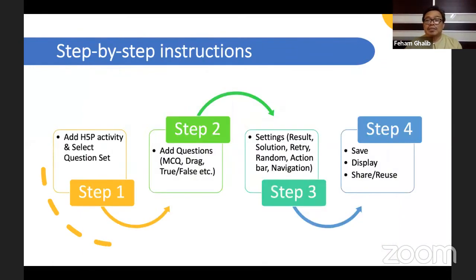So the steps are as listed. First, we will add an H5P activity, and under H5P activity I will cover only question set, whereas the rest of the other features of H5P I will not cover. We have a long list of H5P features inside, but I will only cover question set. Step 2, we will add questions, maybe in the form of what was listed earlier, like MCQ, drag and drop, true false, and so on.